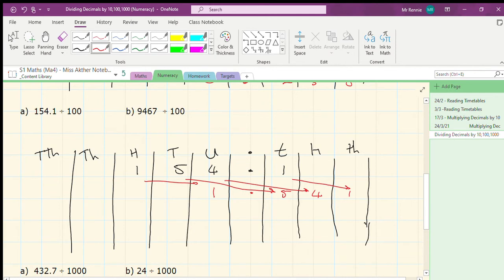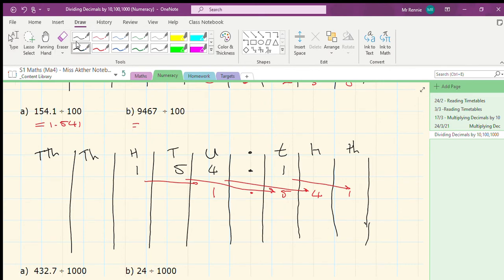Okay, once you get the hang of it, you don't need to draw an arrow for every single digit. You'll just see where the first one goes and the other ones will follow. But it does just give you an indication to make sure you're right. Okay, so I get the answer up there as 1.541. Okay, let's try the next question.